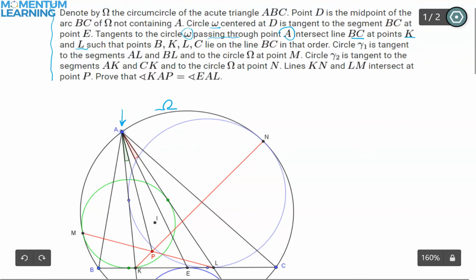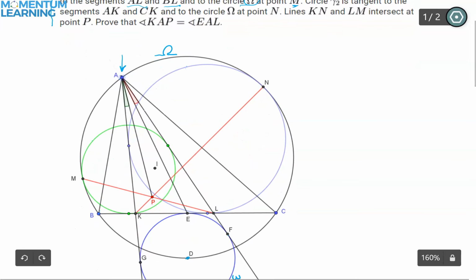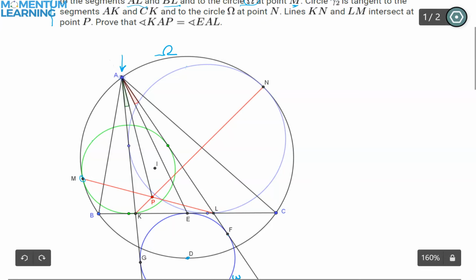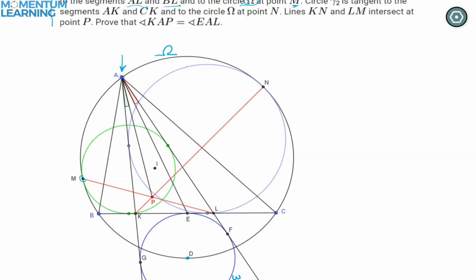Okay. And lastly, we have two more circles, this purple circle and the green circle. Gamma 1 is tangent to the segments AL and BL and to the circle capital omega at the point M. So there's a tangency here, yes. AL is this ray over here. BL is the same as BC. Do you guys see that they are describing the L-mixtilinear circle of triangle ABL? The green circle. That's exactly the description of the green circle.